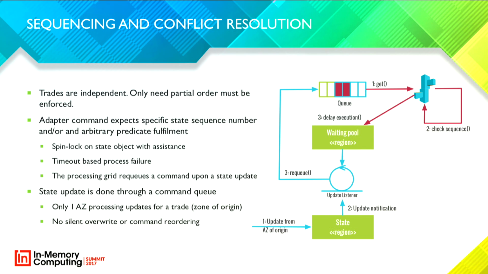Then when you get this command, you evaluate the predicate. If it's true, you continue. If it's false, you place your command into a holding tank. And this holding tank is just another region collocated with your state region. When an update comes in for a state, it requeues this command for evaluation.